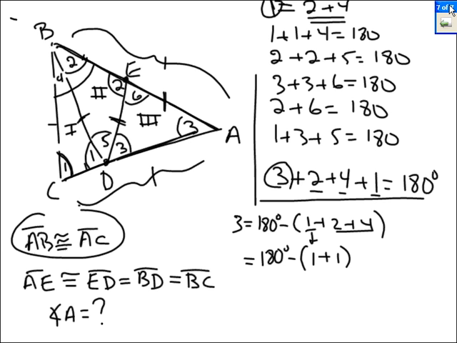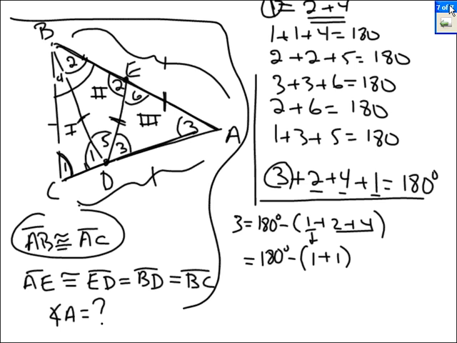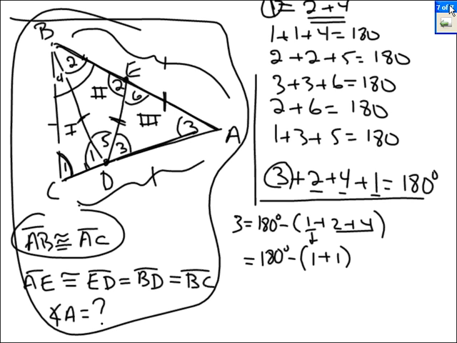So, it's just playing with these equations. Just make sure I have all of them. 1, 1, 4 is 180. 2, 2, 5 is 180. 3, 3, 6 is 180. 2 plus 6 is 180. 1, 3, and 5 are 180. And the sum of the three angles, 1, 2, 3, and 4, is 180.